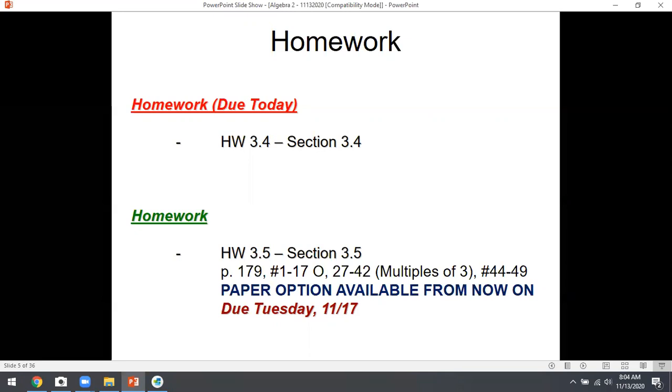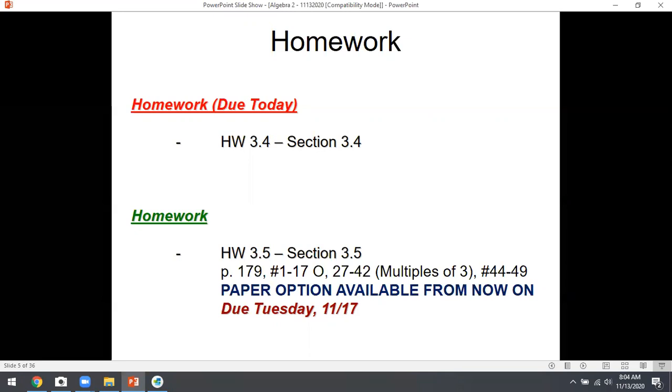So to keep all the numbers the same, when you open up the online assignment, it'll be just like the textbook. All the problems for the unit will be there. Do you need to do all the problems? No, you need to do numbers 1 through 17 odd, just like the people on paper need to do.